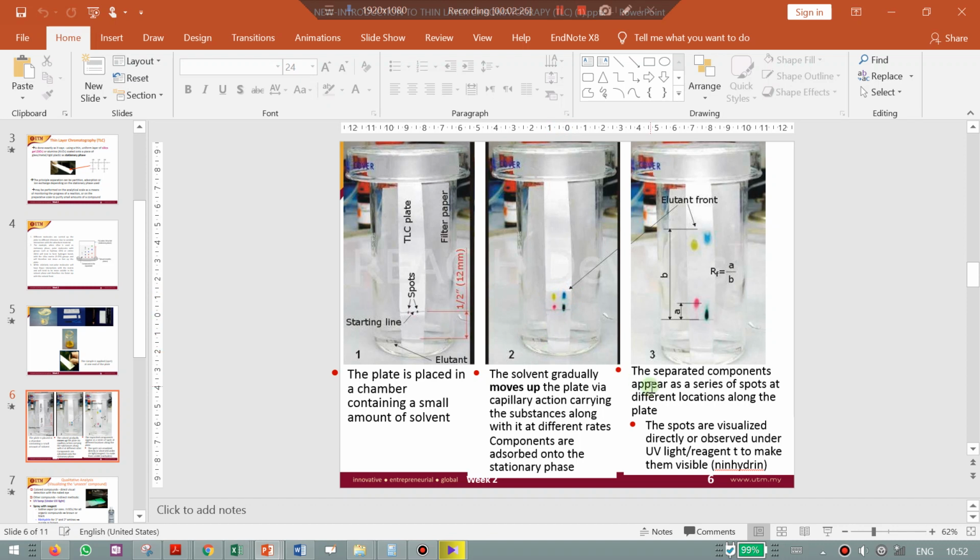Okay, the separated components appear as a series of spots at different locations along the plate. The spots are visualized directly, or observed under UV light, or we use a reagent. So for example, here is our starting line, and from the first spot you have a compound. The second spot you also have a compound, but they are not a similar compound. None of these is a similar compound, because why? The first thing, we look at the RF value.